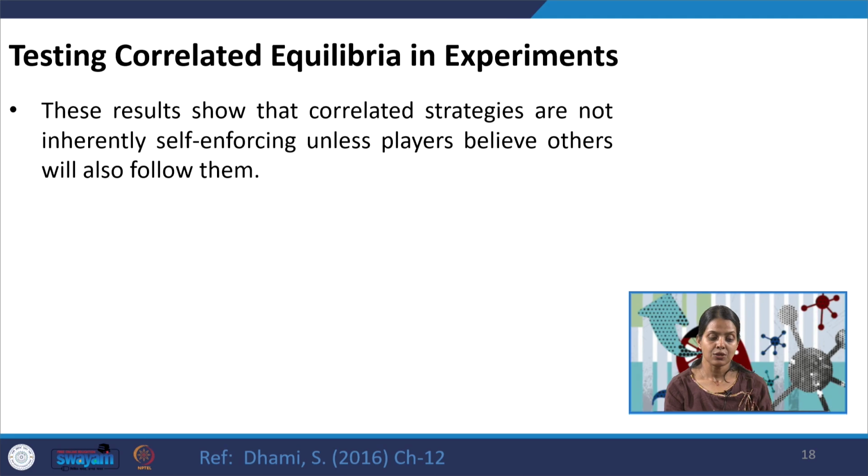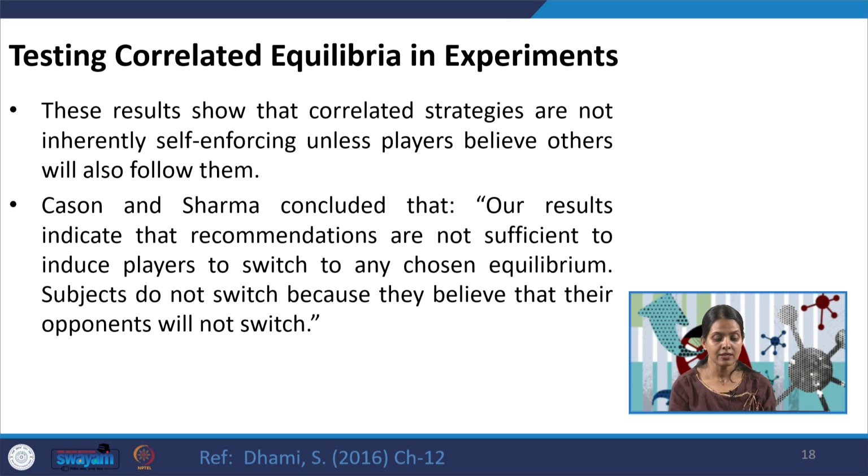These results show that correlated strategies are not inherently self-enforcing unless players believe others will also follow them. Kaysen and Sharma concluded that our results indicate that recommendations are not sufficient to induce players to switch to any chosen equilibrium. Subjects do not switch because they believe that their opponents will not do so.